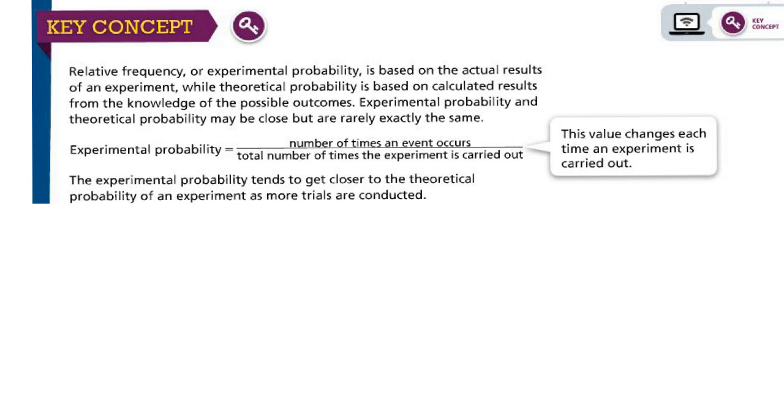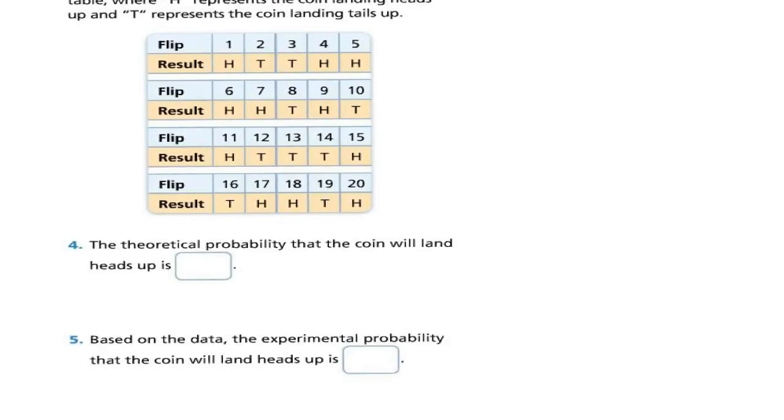One thing to note about experimental and theoretical probability is that while they should be the same, they are not. And experimental probability tends to get closer to the theoretical probability as more trials are conducted. So if you are doing an experiment and your probabilities are different, more than likely you need to conduct more trials. Let's start looking at our questions in our book starting on page 370.